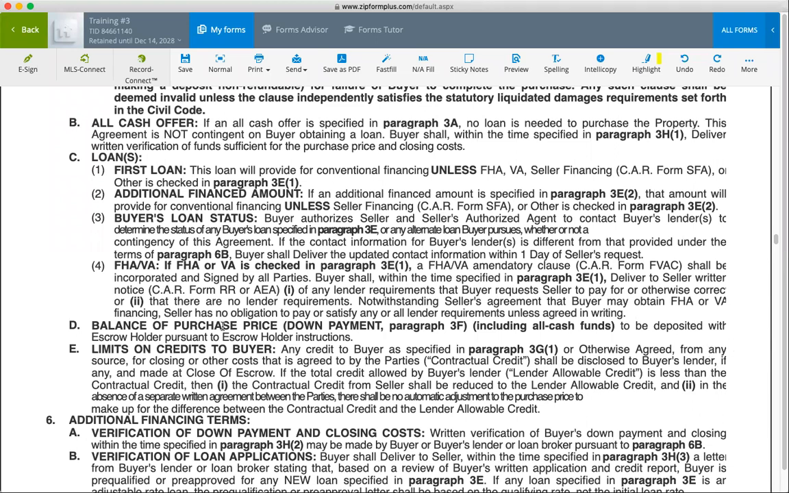Limits on credits. This is that one we talked about, that you don't ask for a credit in excess of what the lender will allow, because it says here that the seller can reduce the credit they have to give if the lender will allow it, so the buyer doesn't get all the money they bargained for. That's not a good situation.